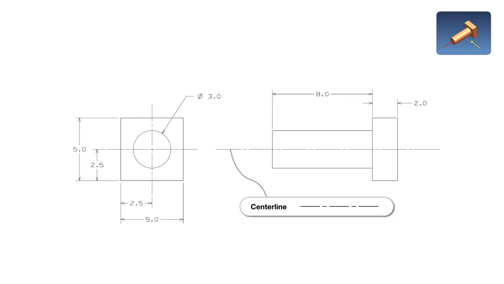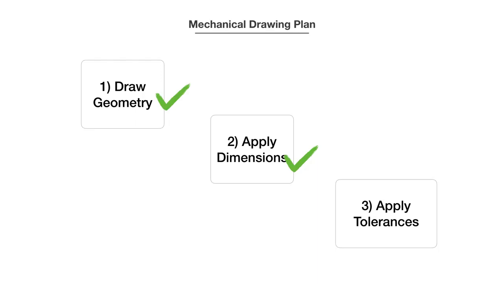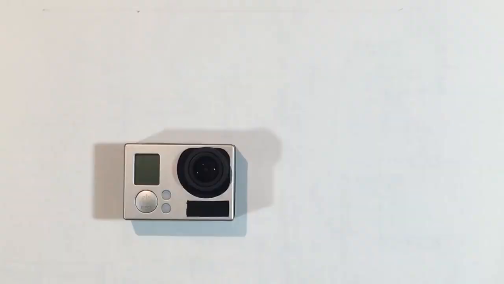Alright, now this drawing is looking great. If I was working with a team, I could hand this drawing to my teammate and they'd know what I was thinking in my head. So on our plan, we've finished drawing geometry and we've finished applying dimensions. But before we get to the tolerances, I want to review everything we've learned and make a drawing fresh.